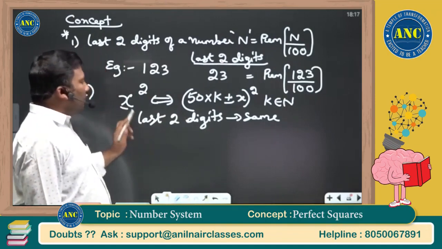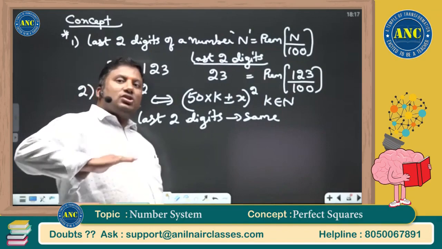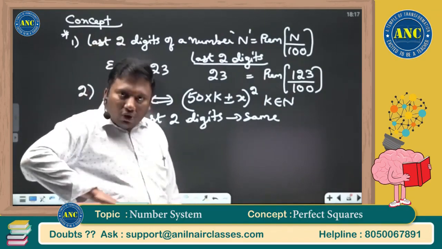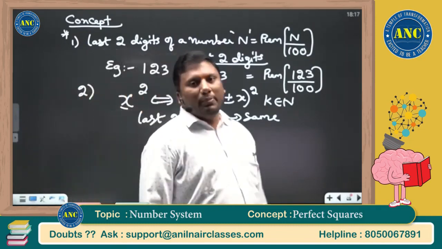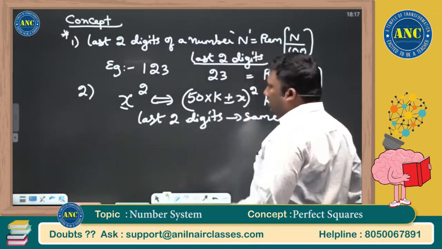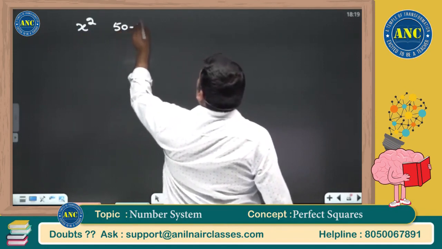Suppose I take a number x. Either do the 50's complement, 50 minus x whole square, or 50 plus x whole square, 100 plus x whole square, 100 minus x whole square. The last two digits will be the same as x square. Let me take k value 1.